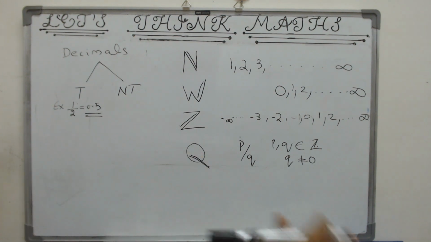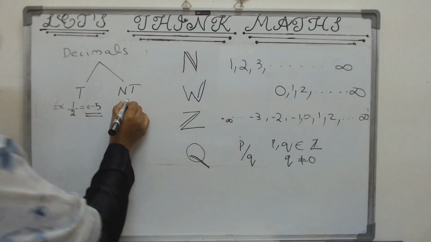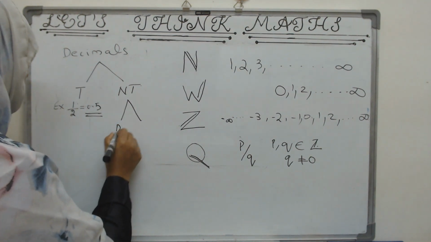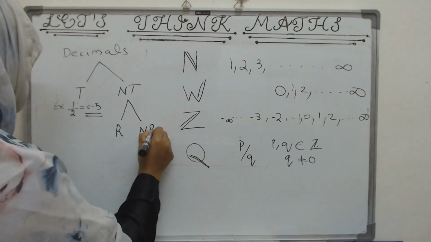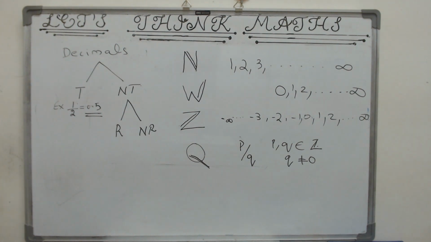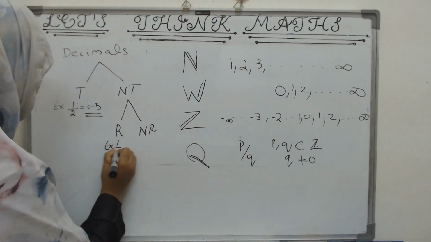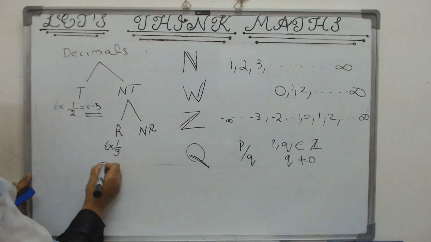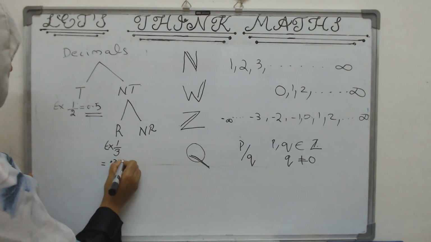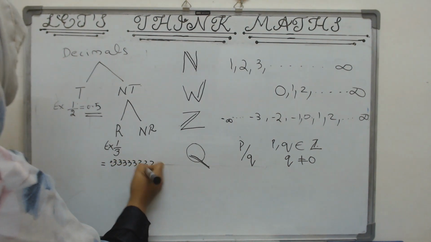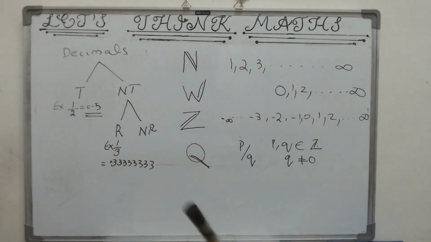The other is it does not terminate. It goes on and on and on. And that can further be split into 2. Recurring and non-recurring. What do you mean by recurring? Recurring means to happen again and again and again. For example, 1 by 3. If you divide 1 by 3, you will see that this is equal to 0.3333333. It just does not end. It goes on and on and on. But you don't have to worry. Even if I ask you what number appears in the 1000th place, you will still be able to say that it is 3.